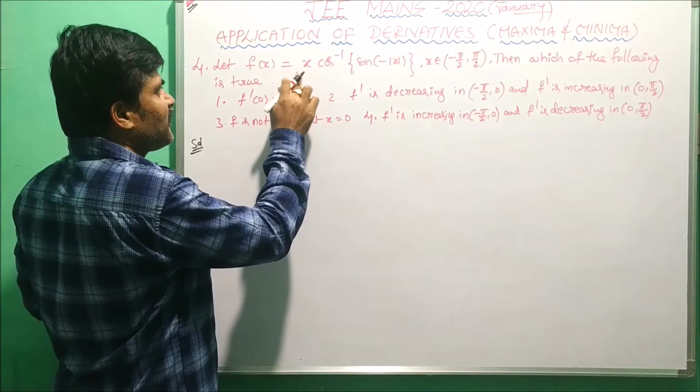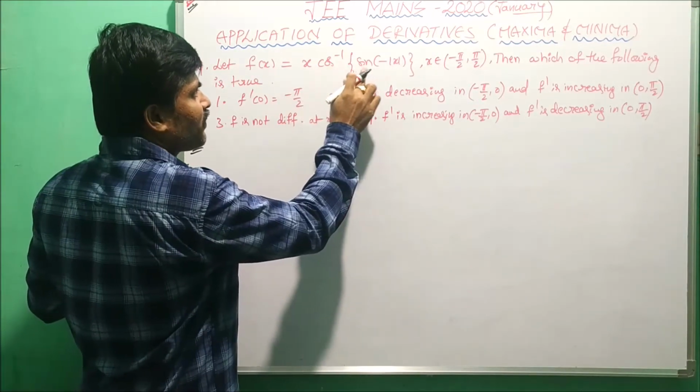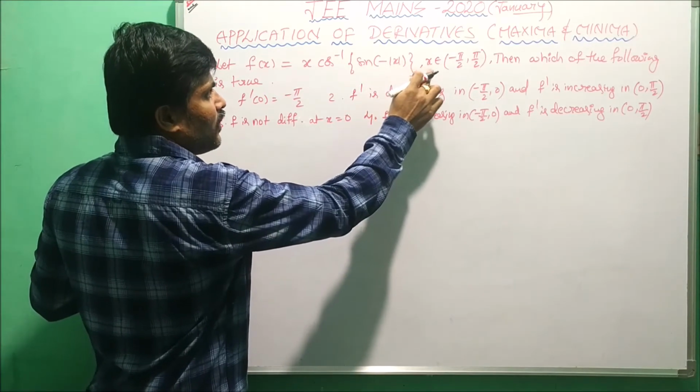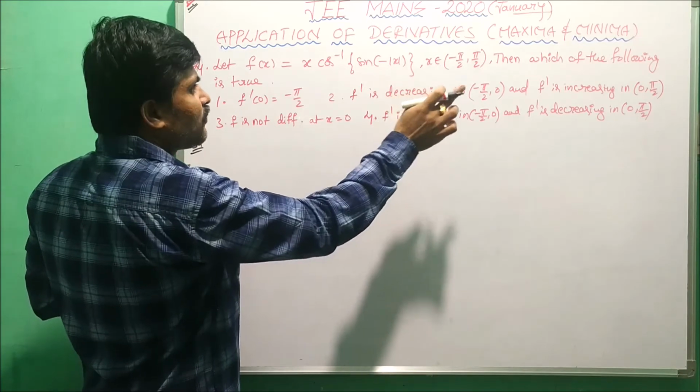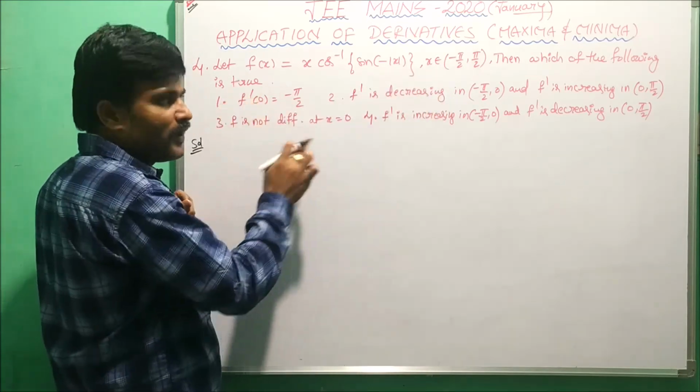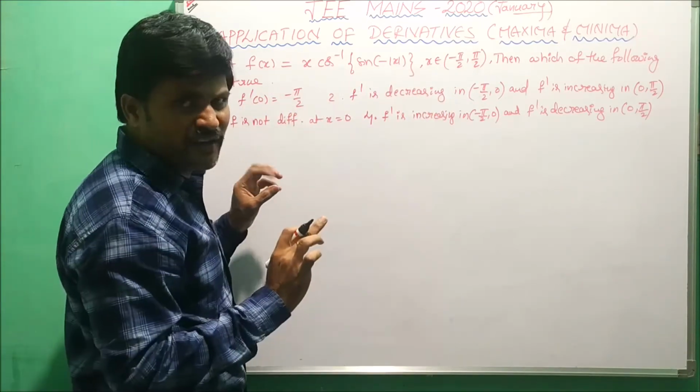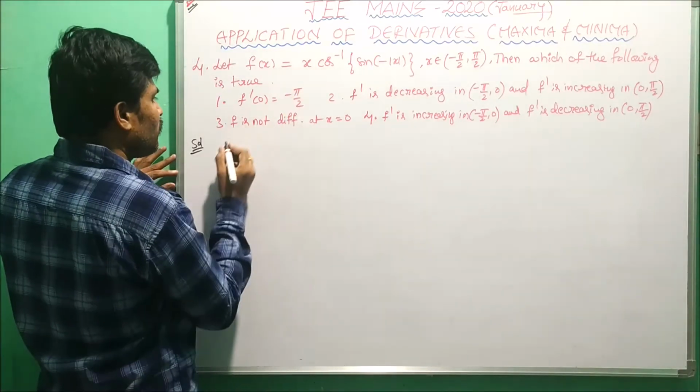One is let fx equal to x into cos inverse of sine of minus mod x. Now x can be taken in open interval minus pi by 2, plus pi by 2. Then which of the following is true? In given four options, which of the following is true? Now we go to the solution.